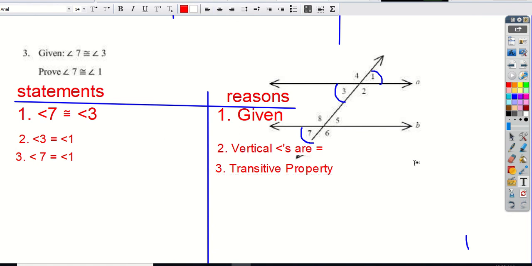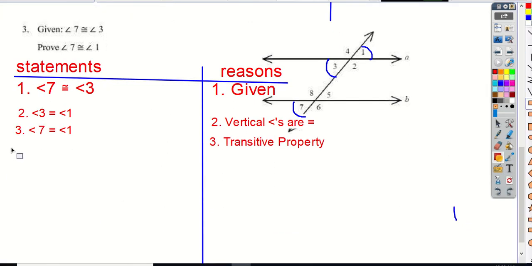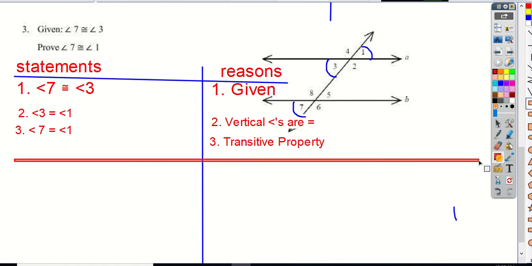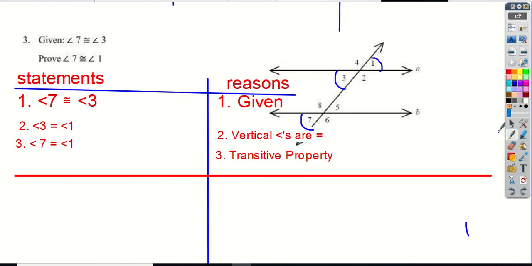All right. Now there's another way to do this. So we're going to put a line underneath, and we're going to go ahead and do one line. We're going to do this using parallel lines. So what type of angle pair are 7 and 3? And what type of angle pair are 7 and 1?